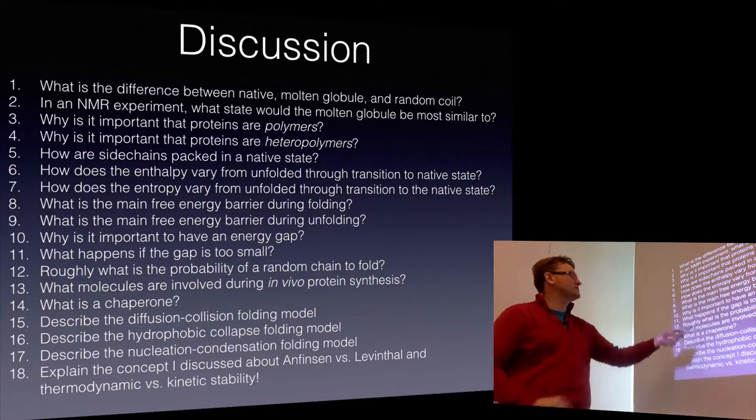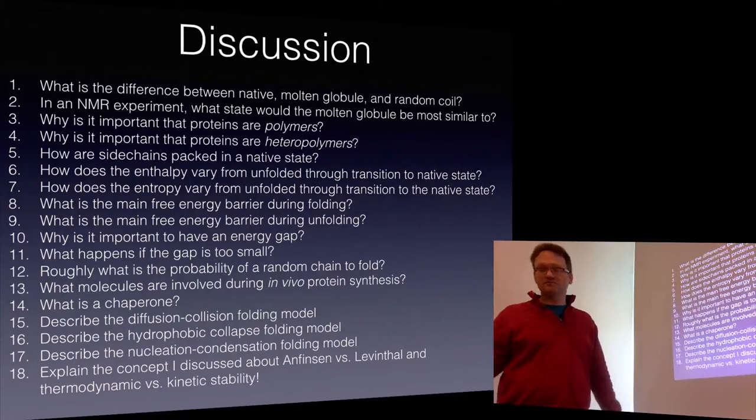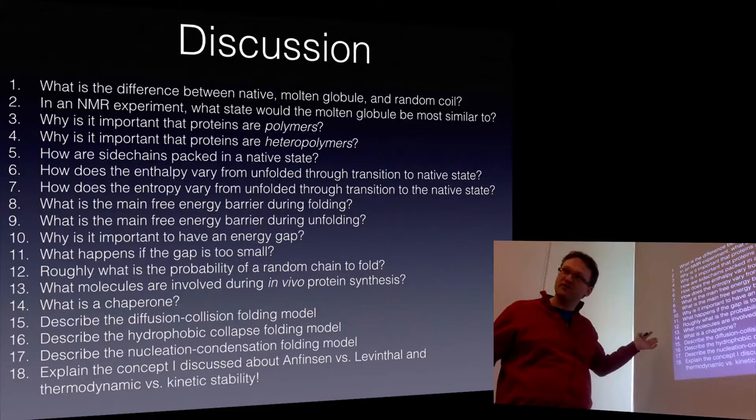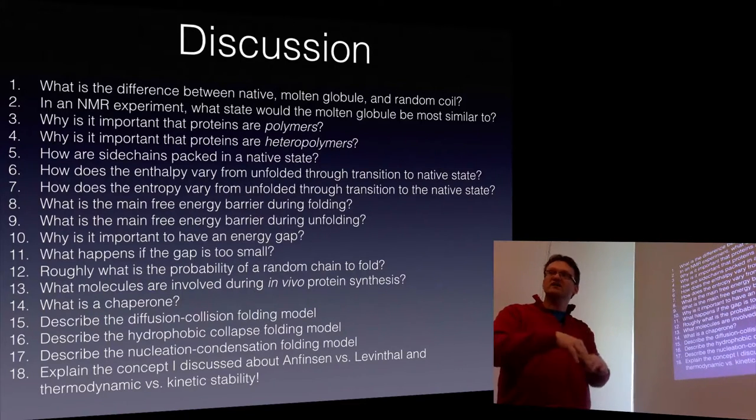Right, so a random sequence on average should contain roughly 50% hydrophobic and roughly 50% hydrophilic residues. Now, of course, in theory it's possible to have only hydrophilic residues in a very long chain, and then it might be stretched out. But if you have roughly 50% hydrophobic residues, they're going to want to collapse because of the hydrophobic effect.